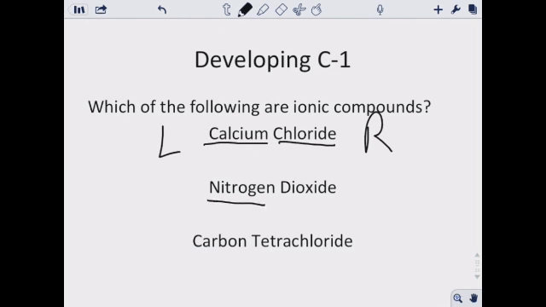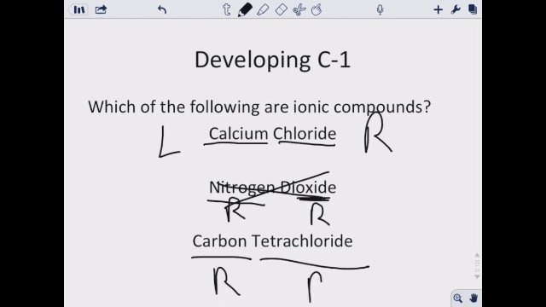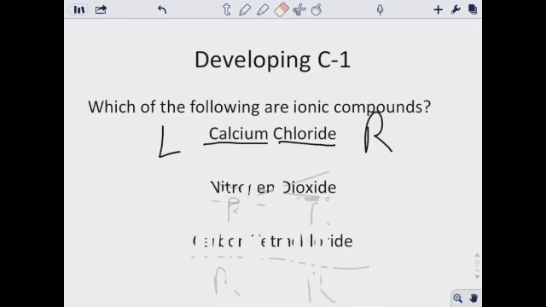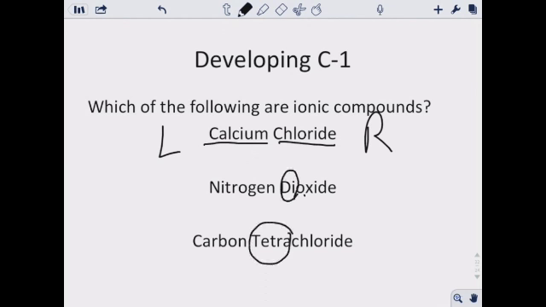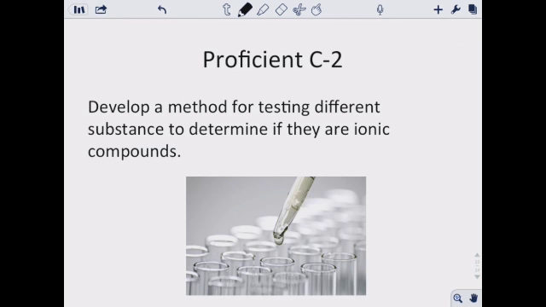We have nitrogen, which is on the right side of the periodic table, and dioxide, oxide would be oxygen, which is also on the right side. That means it's two nonmetals. That is not an ionic compound. And lastly, we have carbon, which is on the right, and tetrachloride, which is on the right. So we have two nonmetals, and that would not be an ionic compound. Another telltale sign: anything that has dioxide, tetrachloride, these prefixes, generally those are going to be covalent compounds, and they are not going to be ionic compounds.